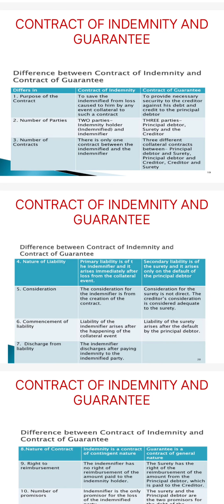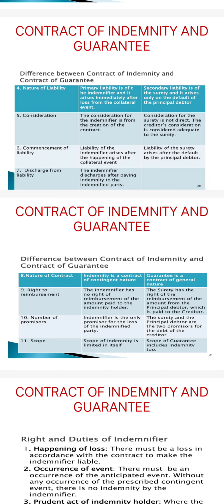First difference. Second difference is number of parties. In contract of indemnity, two parties are involved: indemnity holder and indemnifier. In contract of guarantee, three parties are involved: principal debtor, surety, and creditor. Third difference is number of contracts. In contract of indemnity, there is only one contract between the indemnified and the indemnifier. In contract of guarantee, there are collateral contracts between principal debtor and creditor, and creditor and surety.